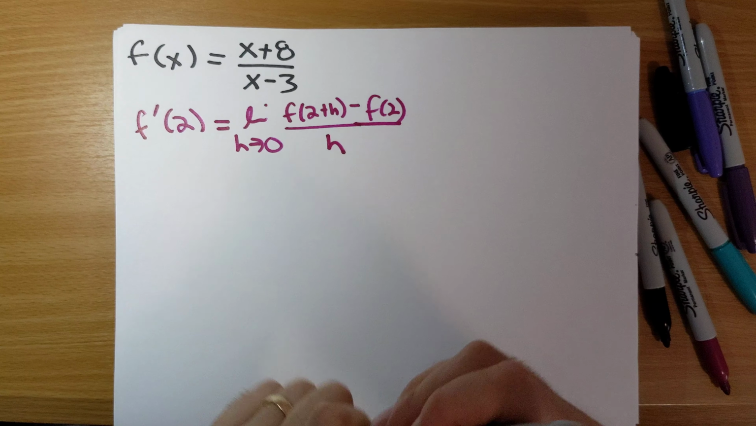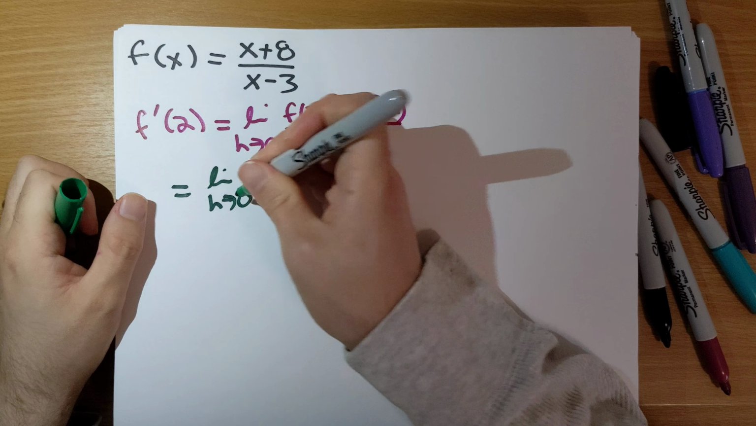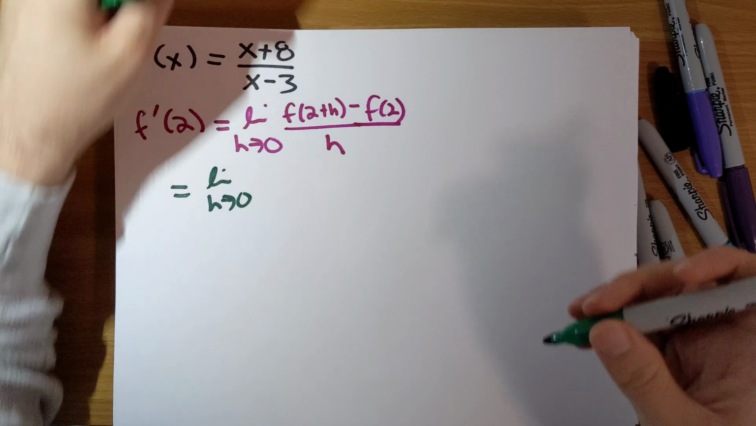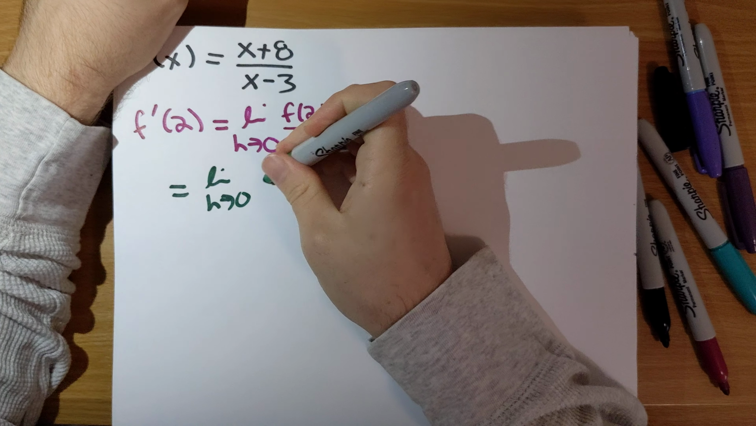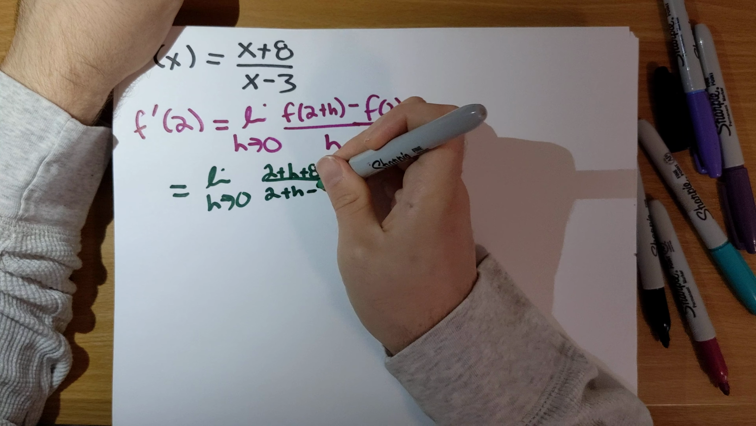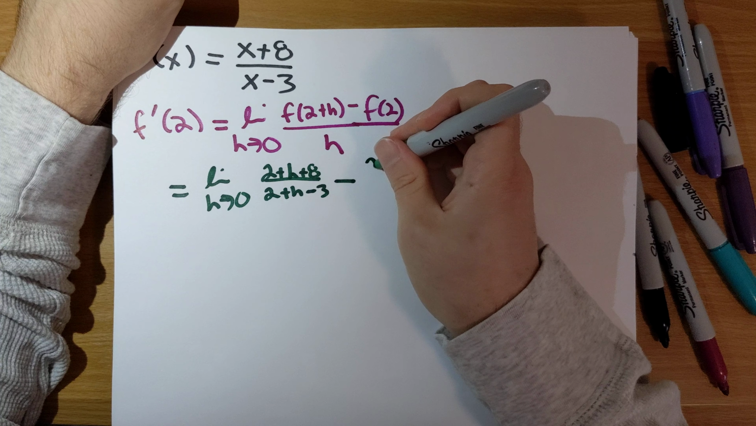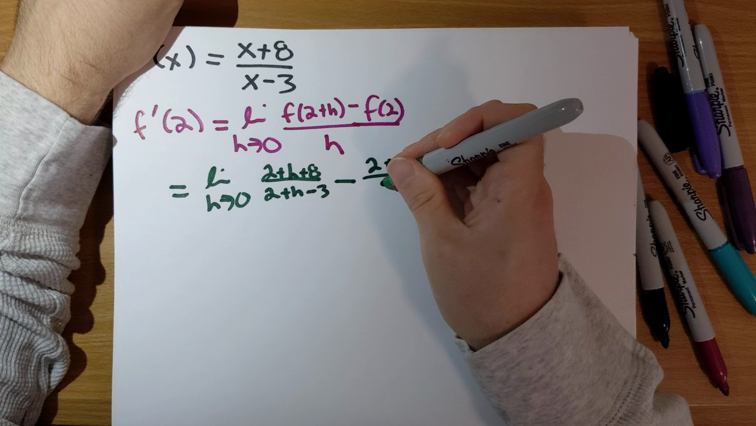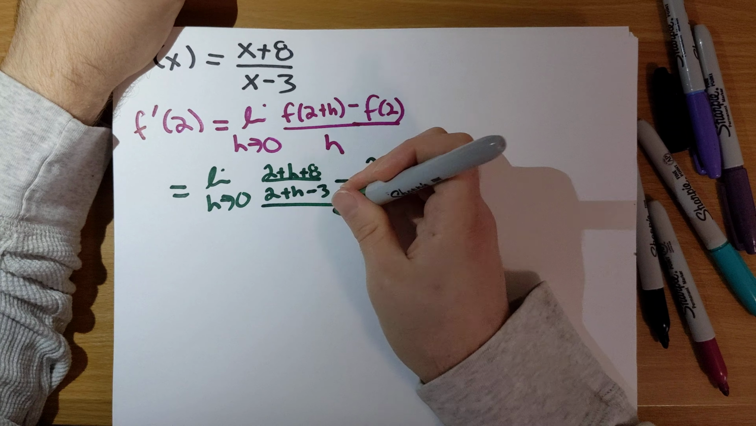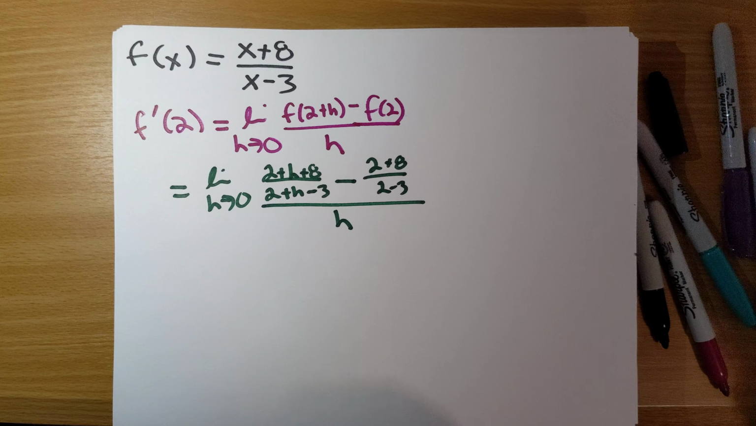Okay, so what is f of 2 plus h? Everywhere we see an x, we replace it with 2 plus h. So that's 2 plus h plus 8 over 2 plus h minus 3. Minus f of 2, replace x with 2 here. 2 plus 8 over 2 minus 3. All of this over h here.